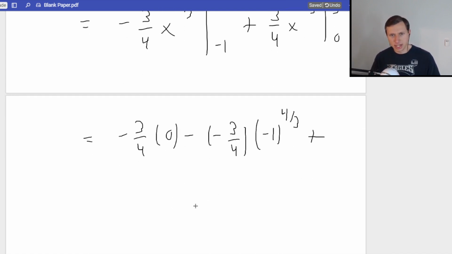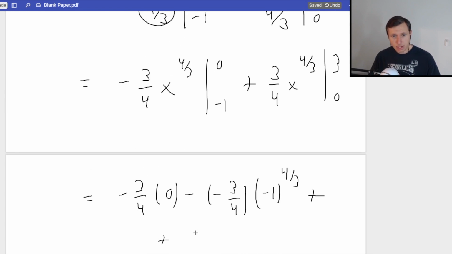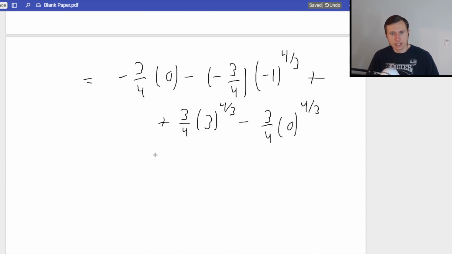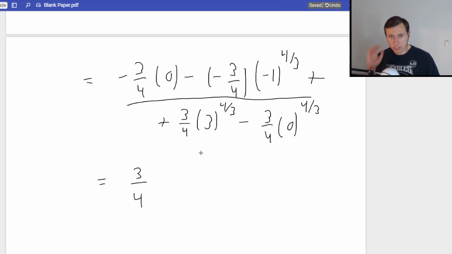I'm also going to go on to the second line because I ran out of room. Plus 3/4 x, which is really just 3 now, raised to the 4/3 power, minus when I plug in 0. So 3/4 times 0 to the 4/3 power, which again is just 0. This is kind of disgusting, but what we end up getting if you plug this in your calculator, you're going to get positive 3/4 for this whole thing.